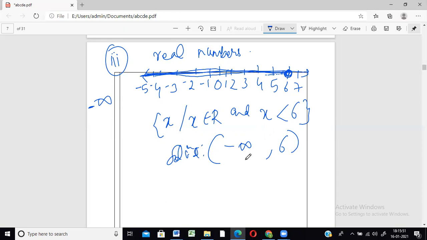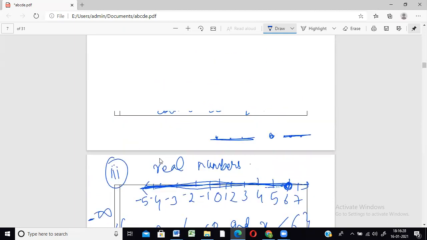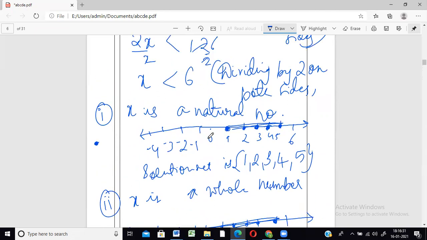One extra thing in terms of the design of the bracket I wanted to tell you. If you write something like this, minus infinity comma 6, and instead of a round bracket here I had put a square or closed bracket, then this means that 6 is also included. But here in our question 6 is not included, correct? Because they said x is less than 6. When they tell you that x is less than 6, it means 6 is not included. Otherwise, according to our solution set, 6 is not included, correct? It's only x is less than 6.